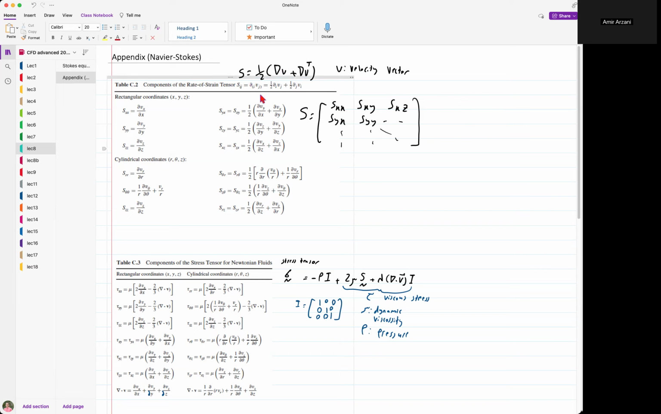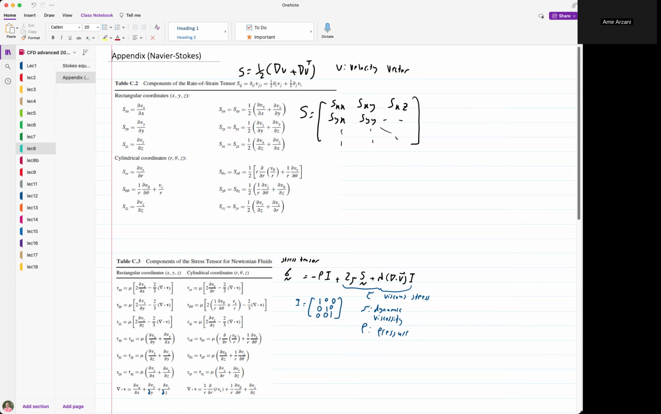Like this, so you have these nine components of the symmetric tensor in a 3D problem. So this is an example in rectangular and cylindrical coordinates.